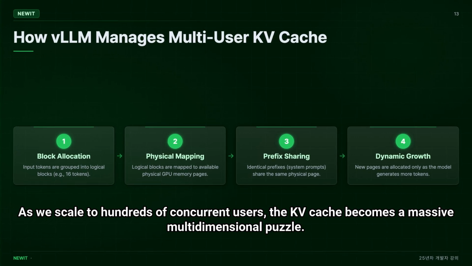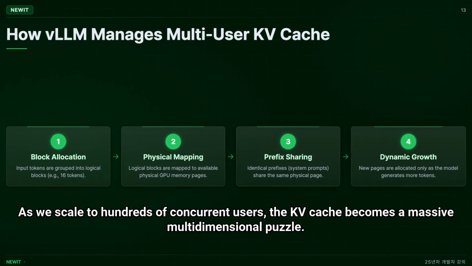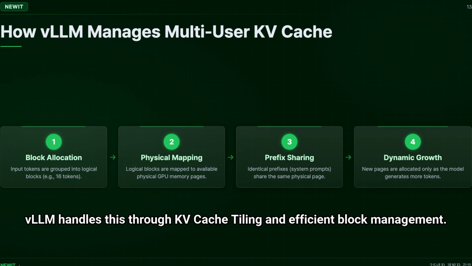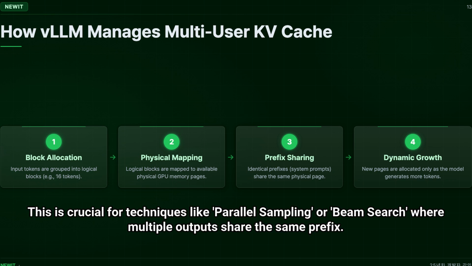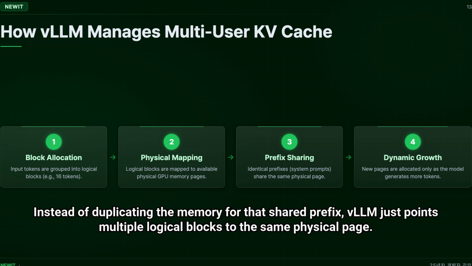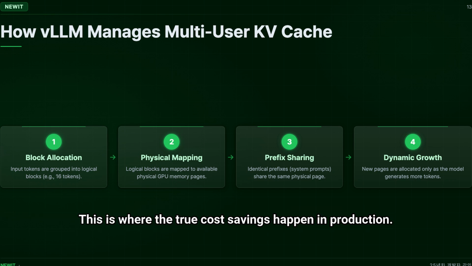As we scale to hundreds of concurrent users, the KV cache becomes a massive multidimensional puzzle. vLLM handles this through KV cache tiling and efficient block management. Each user's context is broken into blocks, and these blocks are shared and mapped across the GPU memory space. This is crucial for techniques like parallel sampling or beam search where multiple outputs share the same prefix. Instead of duplicating the memory for that shared prefix, vLLM just points multiple logical blocks to the same physical page. This is where the true cost savings happen in production.